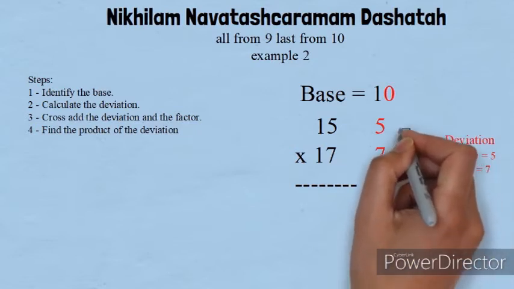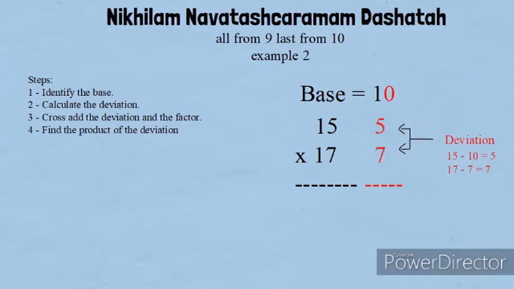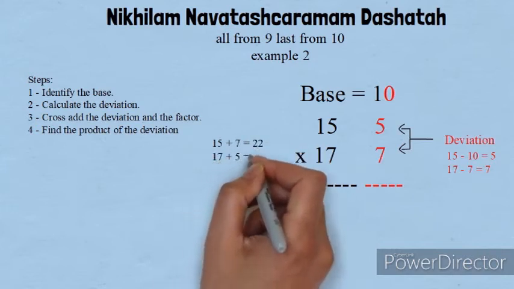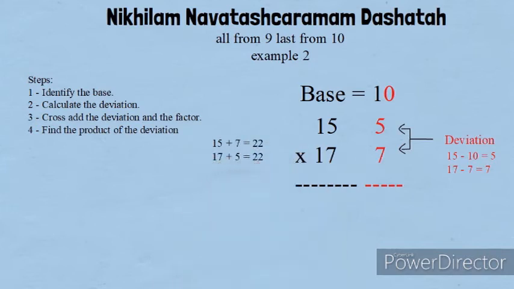Now step 3. Cross-add the deviation and the factor. 15 plus 7 is 22 and 17 plus 5 is also 22. The sum of the deviation and the factor should always be the same for both equations. Now, since 22 is the same, you write 22 on the left-hand side.